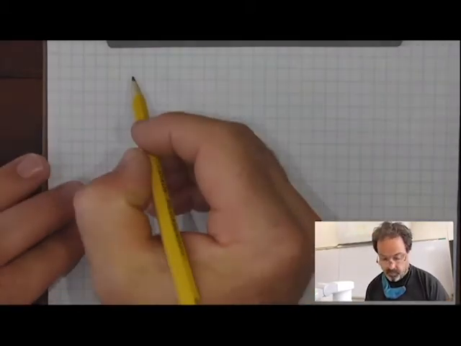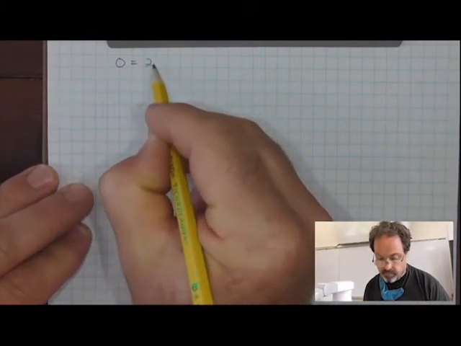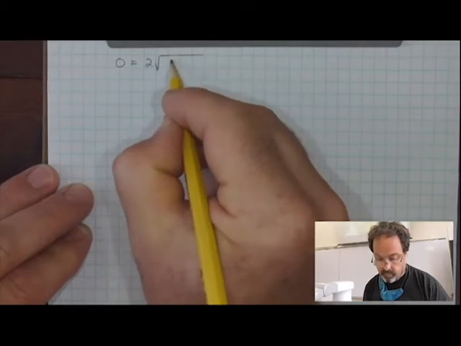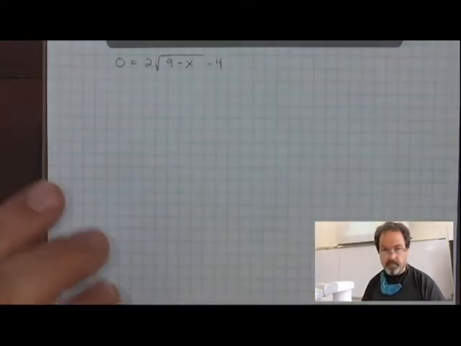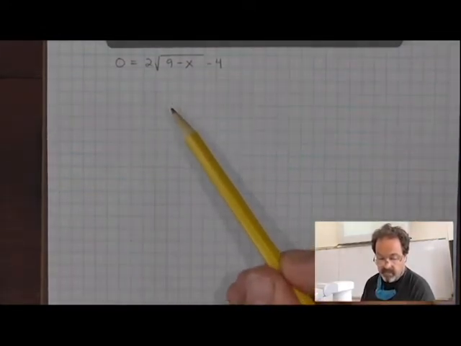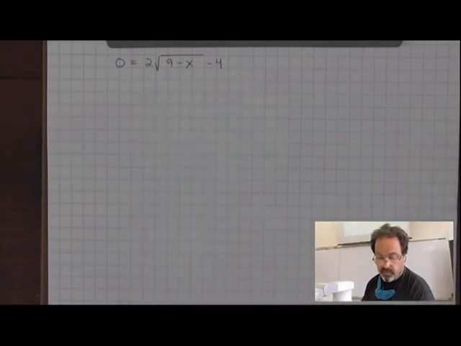And the equation that we're going to solve is 0 is equal to 2 times the square root of 9 minus x, and then minus 4. This is an advanced algebra level equation. It's assuming that you have fairly good working knowledge of algebra.